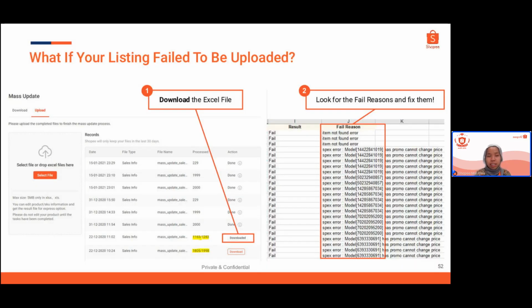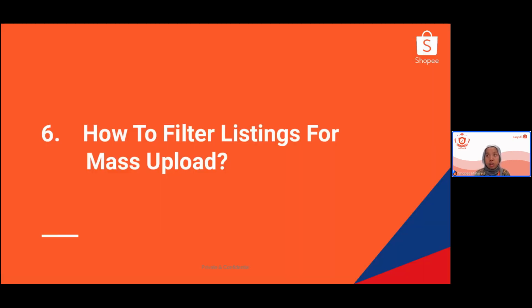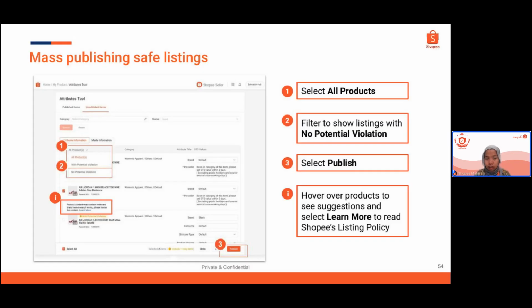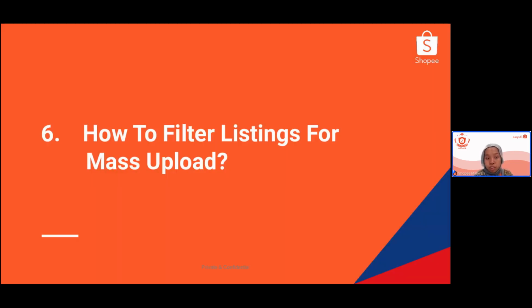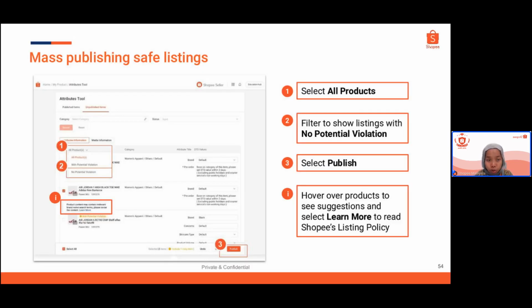I don't have the exact example, but it's exactly like what you see, whereby there will be an error on the action part. You can see file name, process, action, right? So if there is an error, just click download, and then fix it accordingly. That's all. So these are how you filter listing for mass upload.